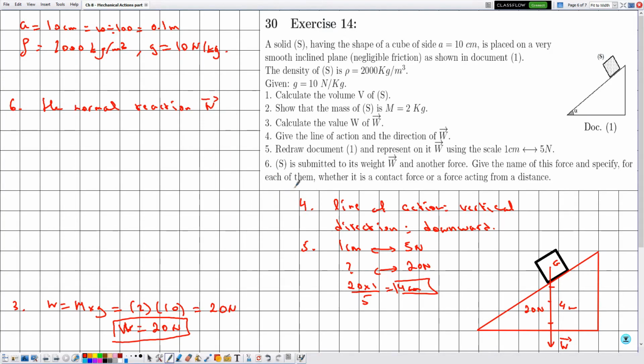And specify for each of them whether it's a contact force or a force acting from a distance. So we need to specify for both forces, the weight and the normal reaction. Then let's start by W. We know that the only three forces that act at a distance are the weight, the electric, and the magnetic. Then the weight is one of them, so this is acting at a distance. And all other forces are classified as contact forces, and in particular the normal reaction is one of them.